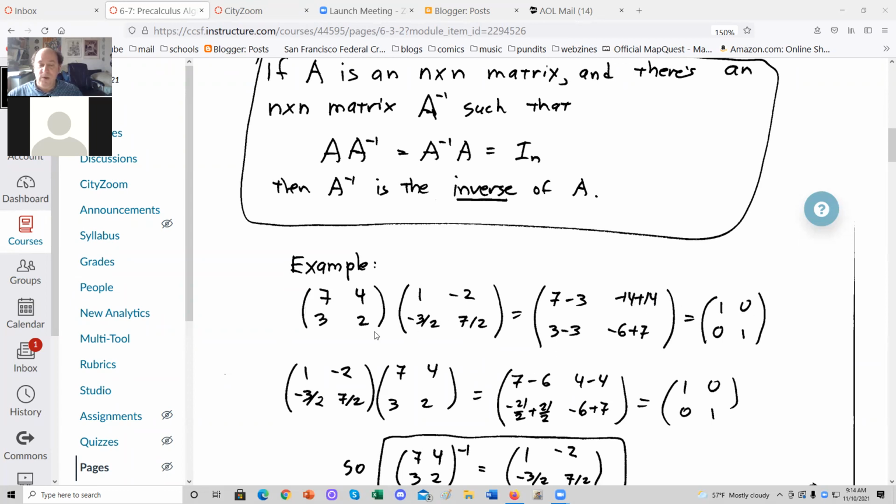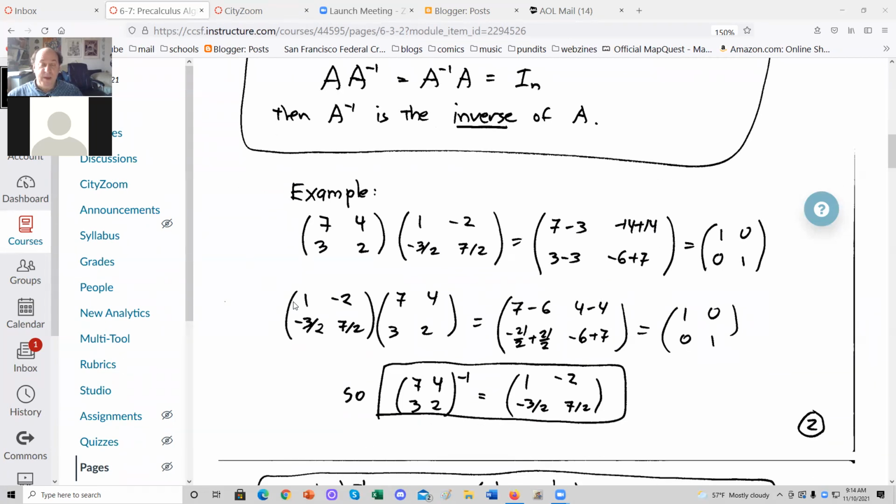Lower left is lower row times left column. 3 times 1 is 3. 2 times minus 3 halves is minus 3. 3 minus 3 is 0. And lower right is lower row times right column. 3 times negative 2 is negative 6. 2 times 7 halves is 7. Negative 6 plus 7 is 1. I'm going to have to change this in the canvas.